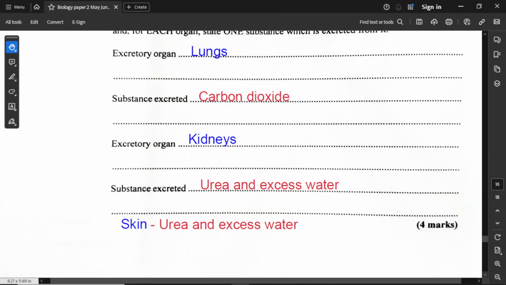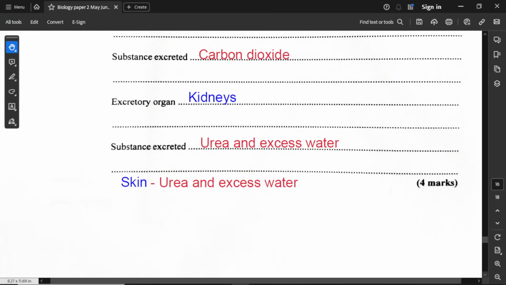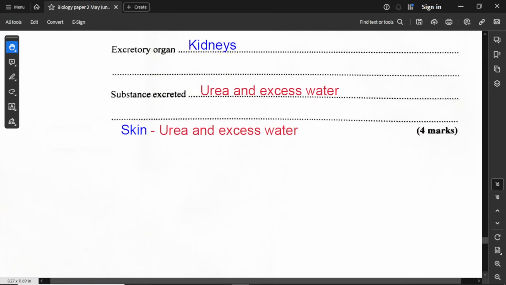Deamination is a chemical process where, of course, excess amino acids are converted into urea. There's a number of steps that take place. You can check out my lesson that I have on deamination. All right. And skin will release urea as a metabolic waste, and also excess water as well.